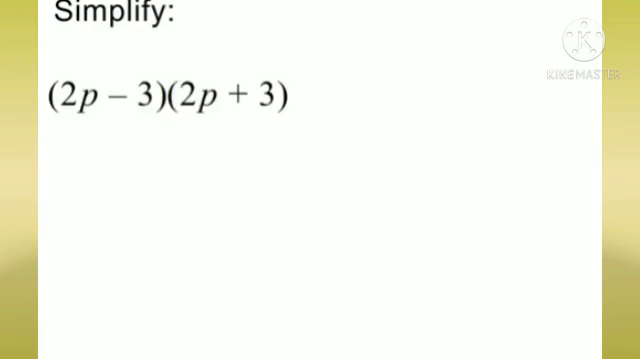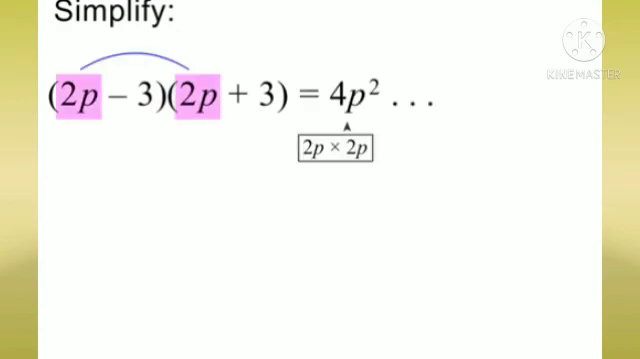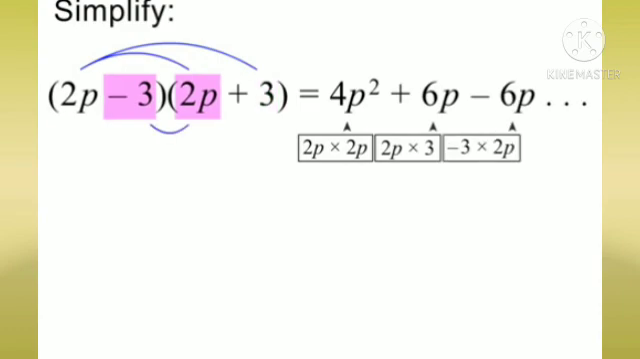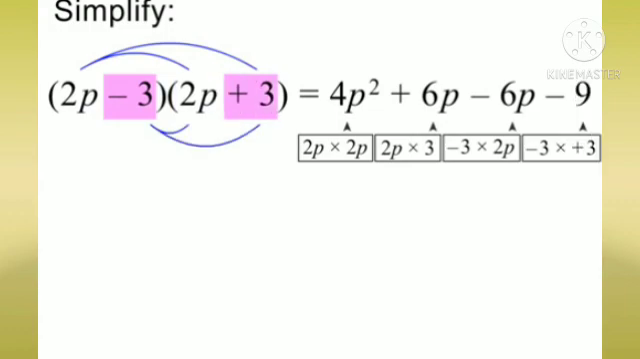In the next example, we again have 2 identical brackets with opposite signs. Let's go on to see if we get an answer with only 2 terms. Using FOIL, we begin with the first terms. 2p times 2p equals 4p squared. Then the outer terms. 2p times plus 3 equals plus 6p. Then the inner terms. Minus 3 times 2p equals minus 6p. And then the last terms. Minus 3 times plus 3 equals minus 9.